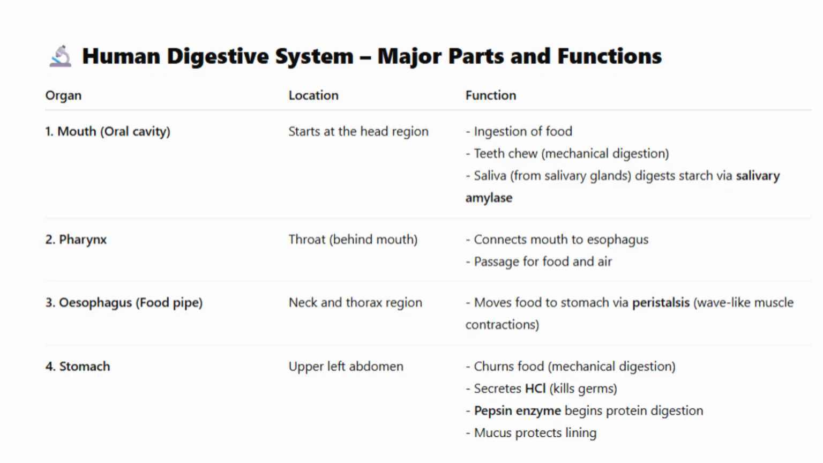4. Stomach. Now the food enters the stomach, a muscular sac located in the upper left part of the abdomen. Here, food is mixed and churned further. More mechanical digestion. The stomach secretes hydrochloric acid, HCl, which kills harmful microbes and provides an acidic medium for the enzyme pepsin to start protein digestion. Mucus is also secreted to protect the inner lining from the acid.